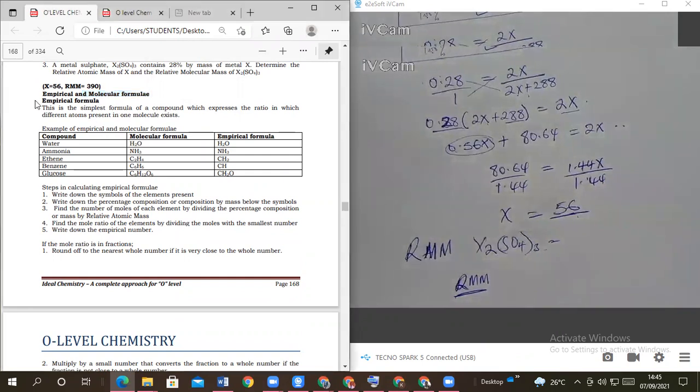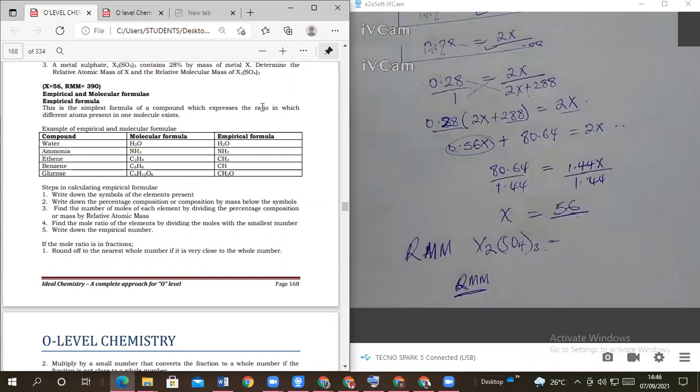Okay. Empirical formula. This is the simplest formula of a compound which expresses the ratio in which different atoms present in one molecule exist. This is the simplest formula, the simplest. This one you can derive. You will be given certain conditions under which a certain substance is, and then they will ask you to derive the empirical formula. So whichever ratios you get, you'll use them to calculate the empirical formula of that substance.